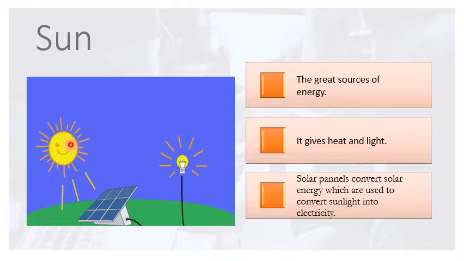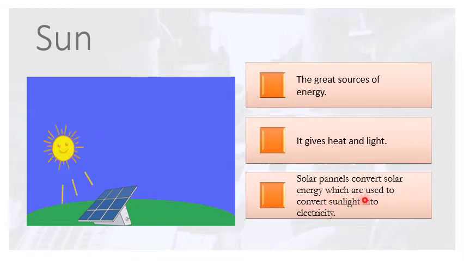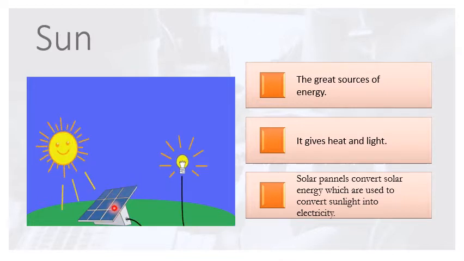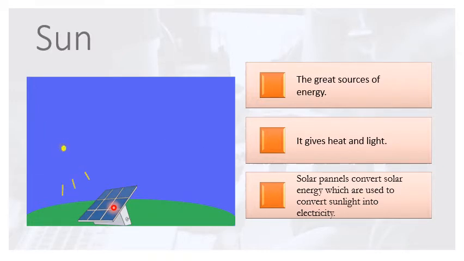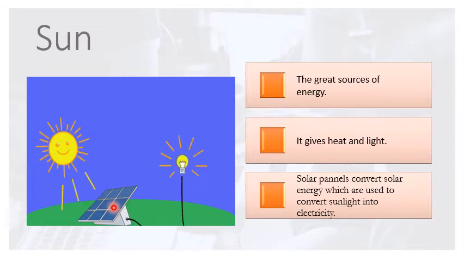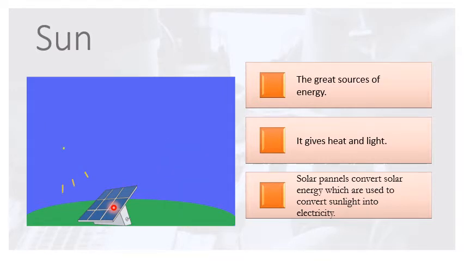As you can see in the picture, the sun's energy, or solar energy, is used to generate electricity. Solar panels are used to convert sunlight into electricity. These are the solar panels, or collectors. What do they do? They collect the sunlight and convert it into electricity. This is how we can generate electricity using solar energy. It is a very advantageous process because we are using a natural resource for producing energy.